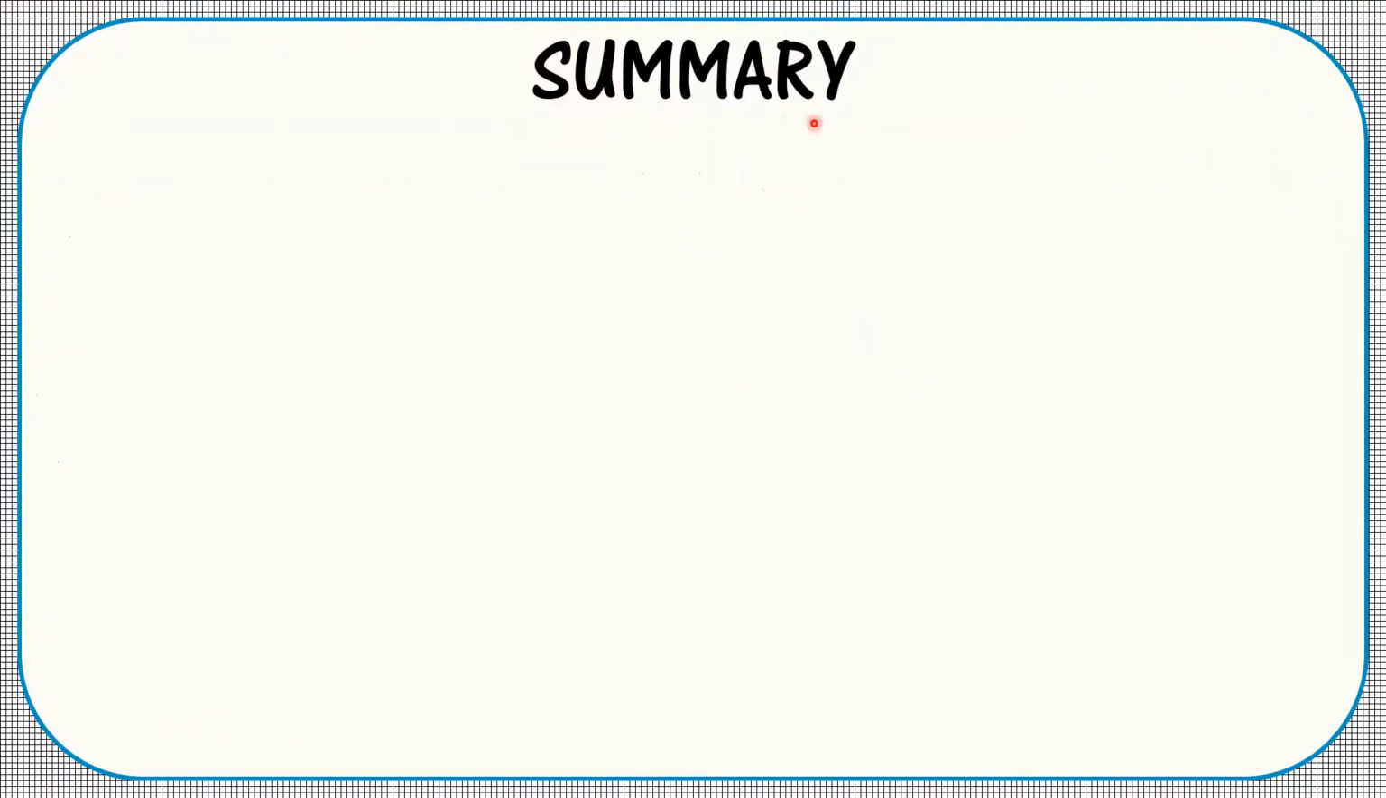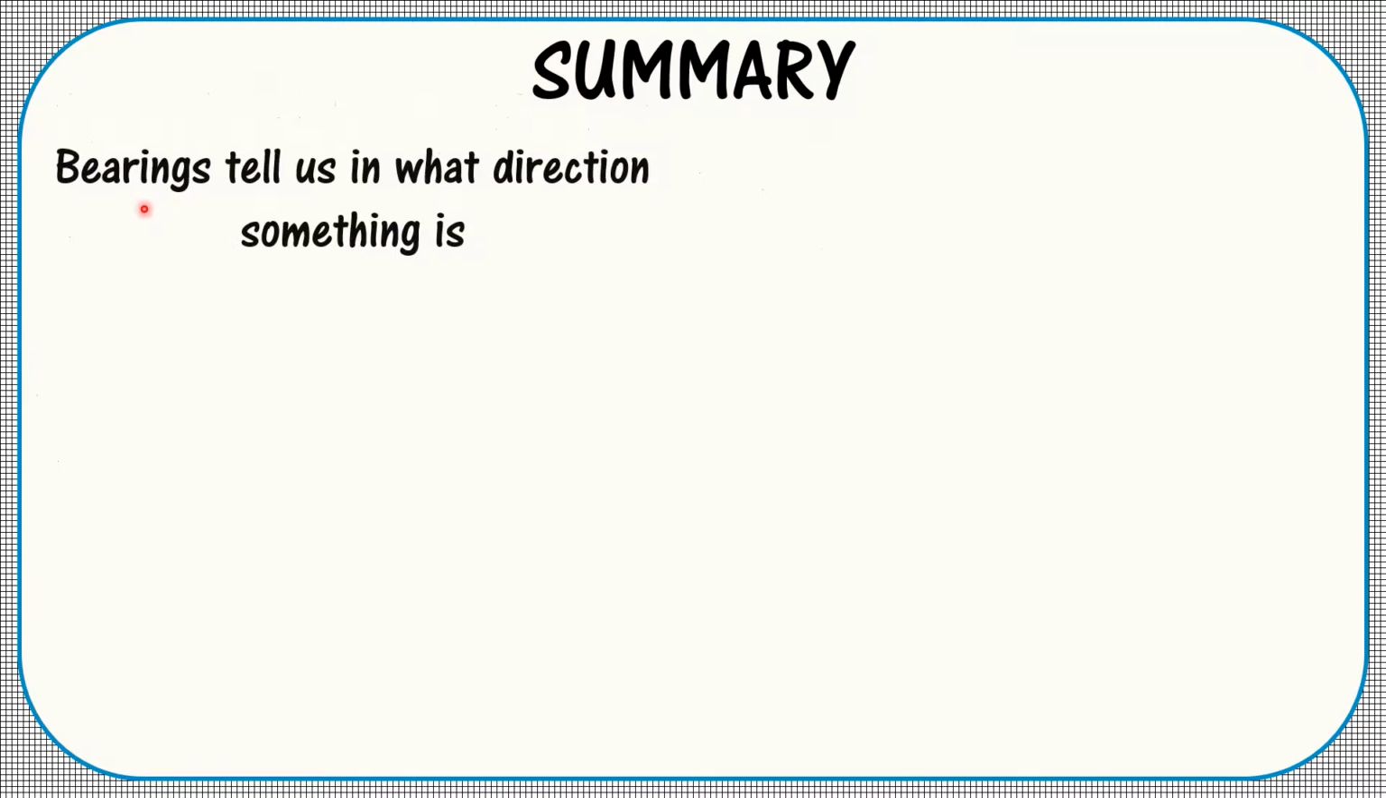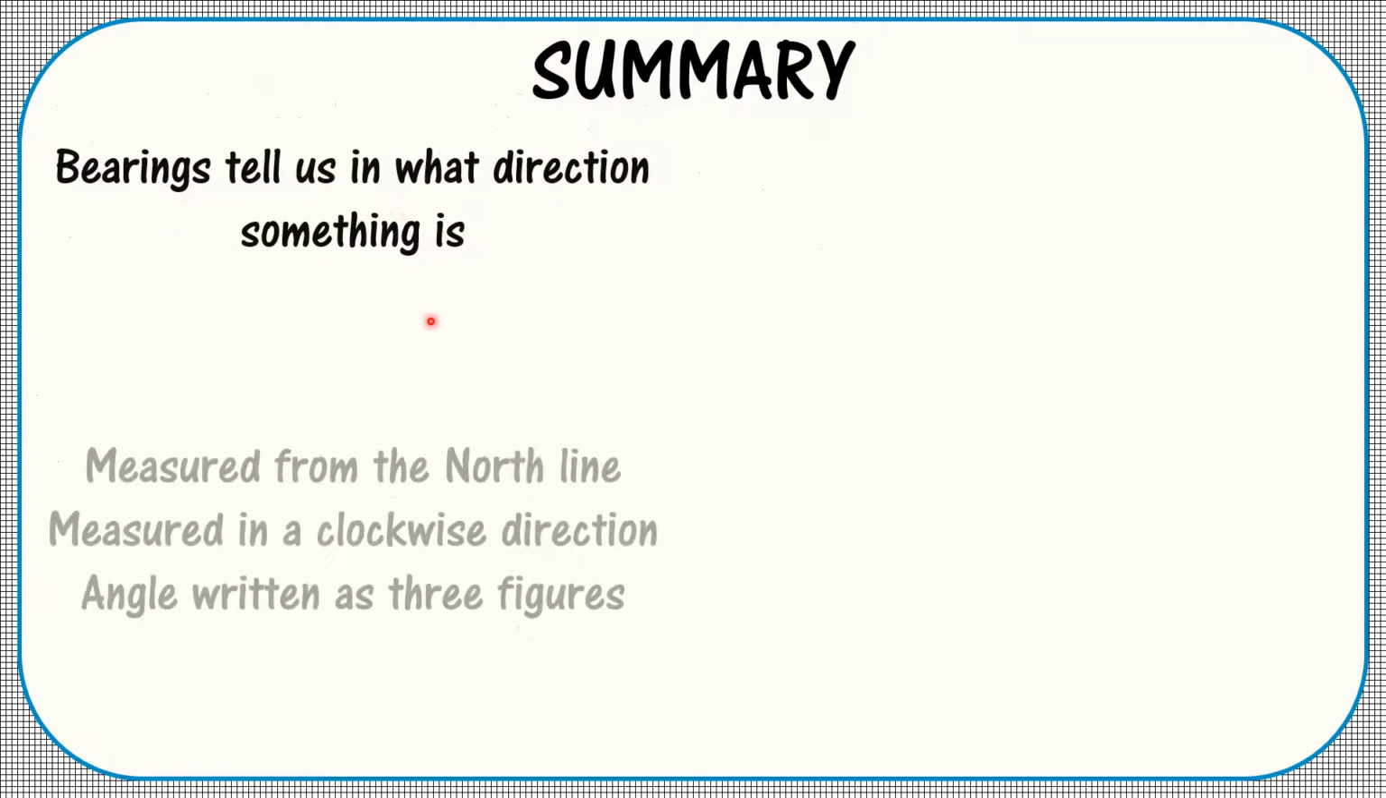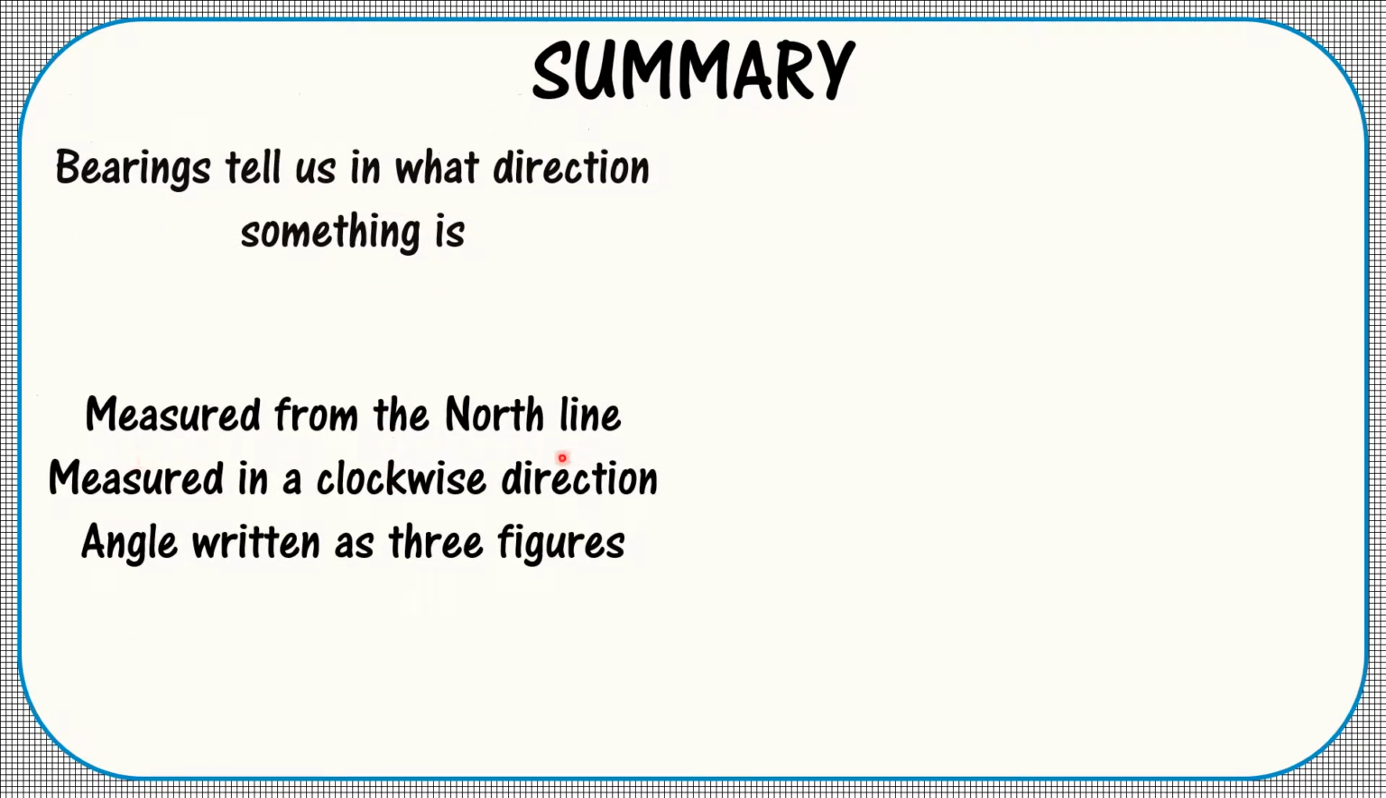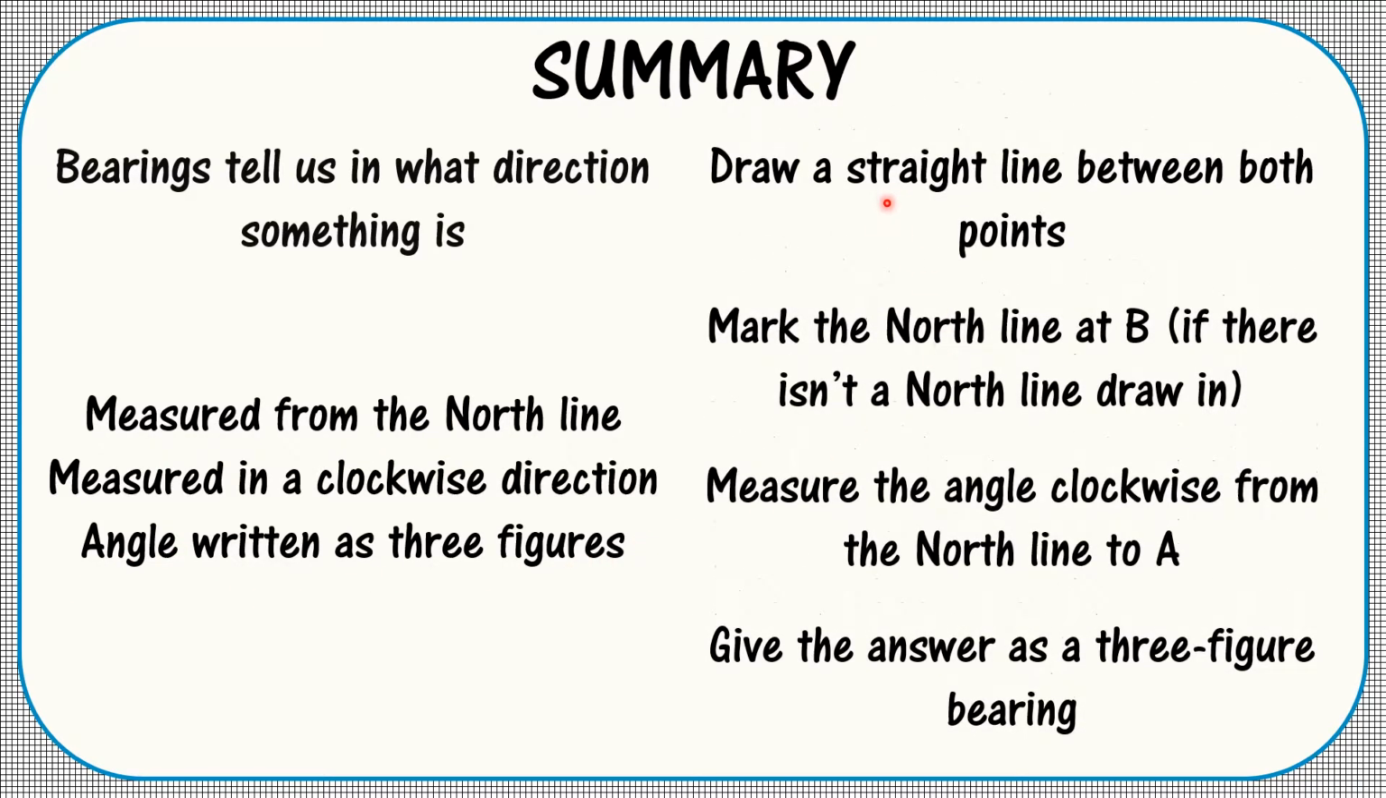This is a summary page of what we have gone through today. We have gone through what bearings are. So bearings tell us in what direction something is. We know the three main components of a bearing. It is measured from the north line, it is measured in a clockwise direction, and it is an angle written as three figures. And we have been given step-by-step instructions on how to work out a bearing. So draw a straight line between both points, mark the north line at B or A, measure the angle clockwise from the north line to A, and then give the answer as a 3-figure bearing. Obviously, this letter of B and this letter of A can change depending on the question.